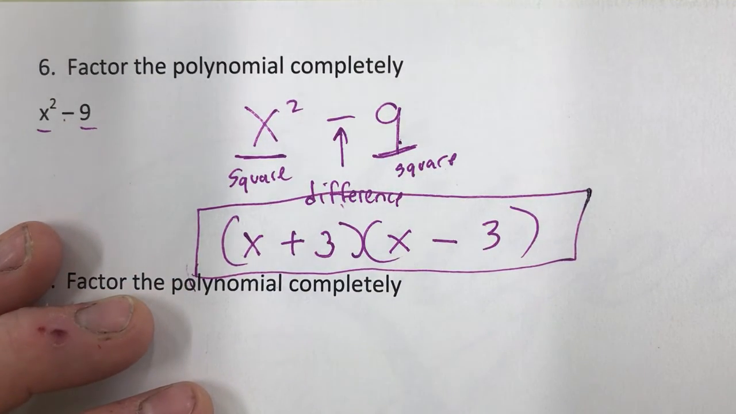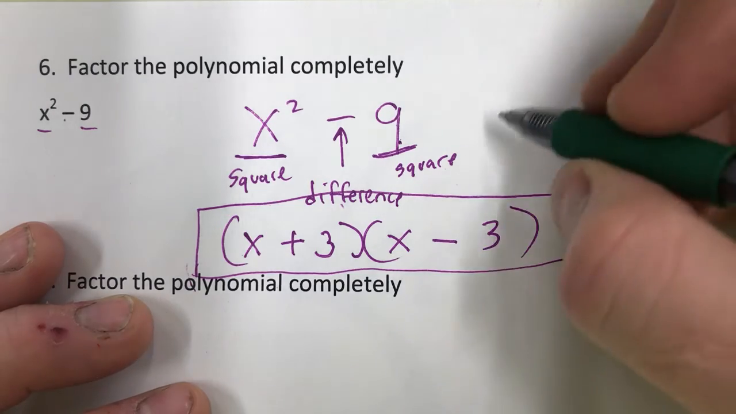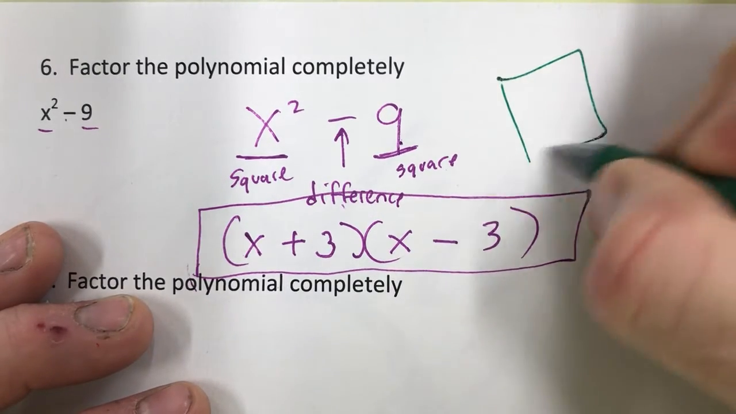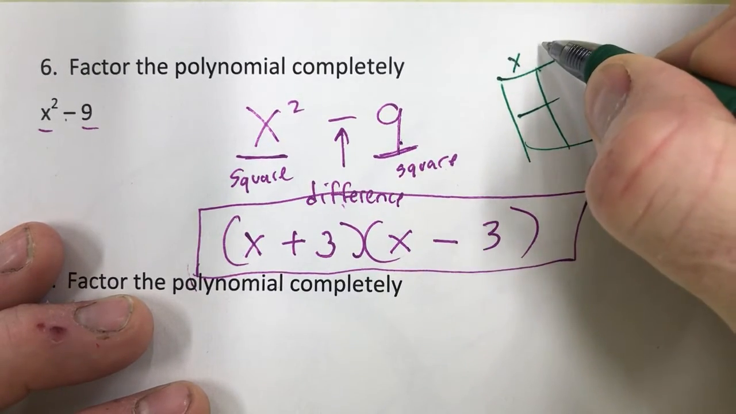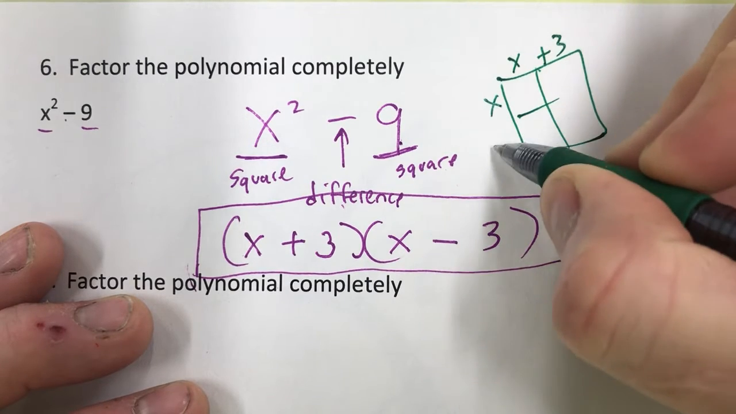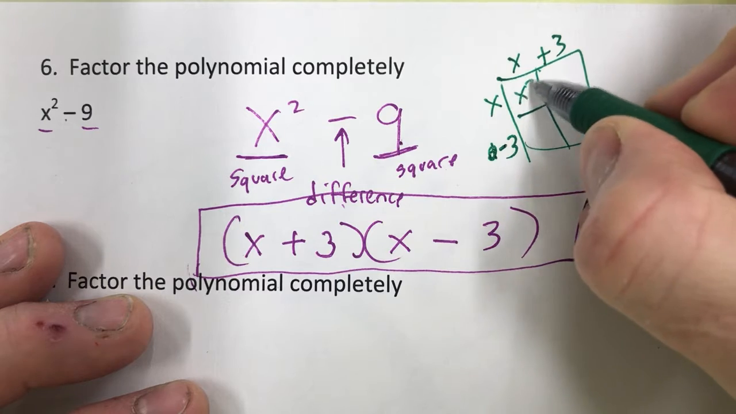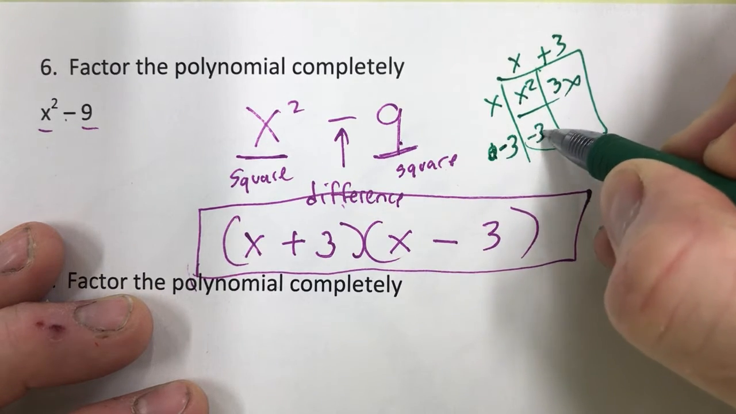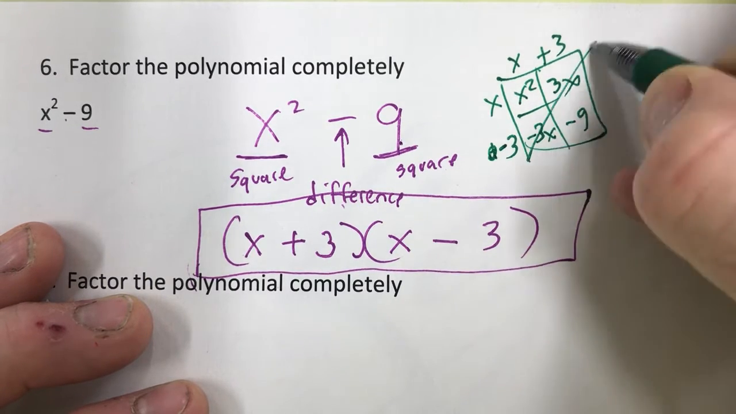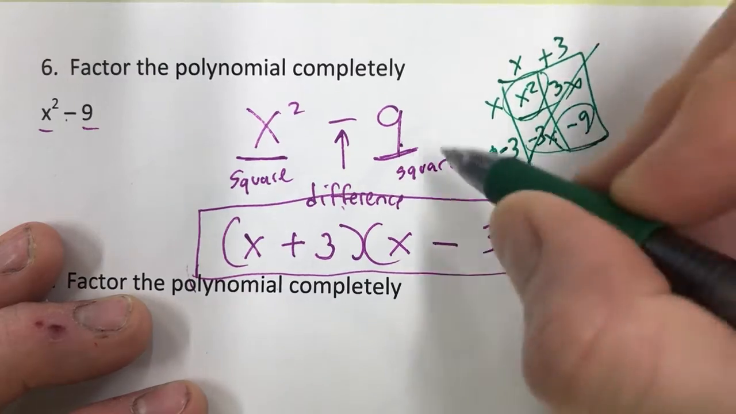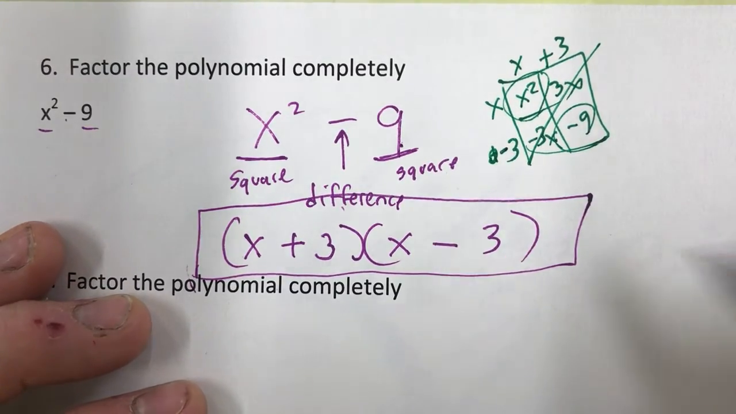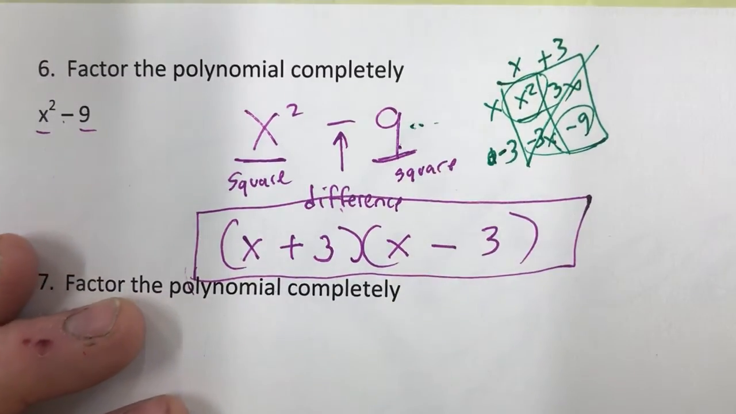Okay? Now you don't have to do this, but you can always do a multiplication box. Oops, it's supposed to be minus. And so you get x^2, this is 3x, this is negative 3x, and this is a negative 9. And see, these cancel. So it's x^2 minus 9. You could do that to see if you get the original question.